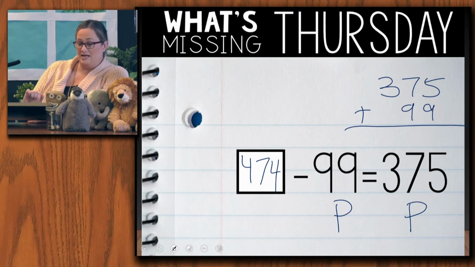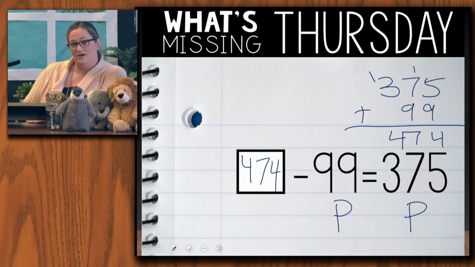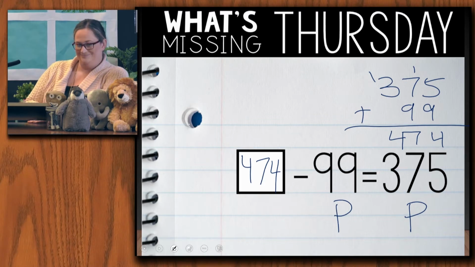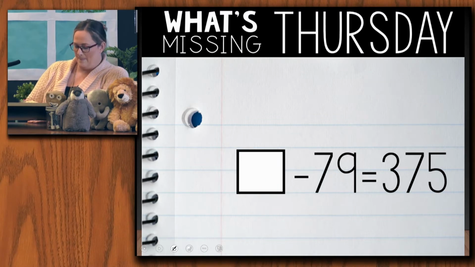What's 5 plus 9? 14. What's 10 plus 7? 17. What's 3 plus 1? 4. 474. How many of you were going, no, Mrs. Wally, don't subtract? I bet some of you were.